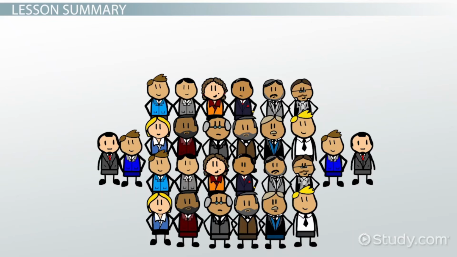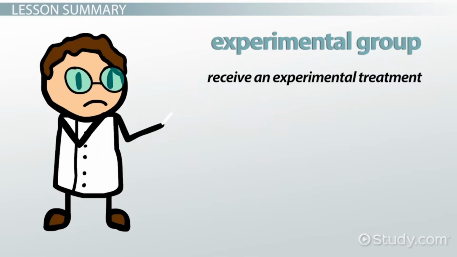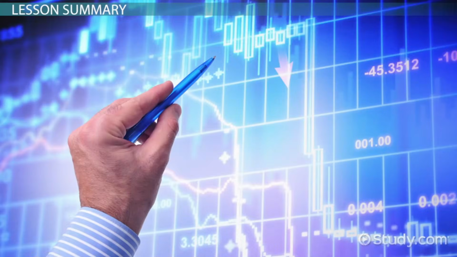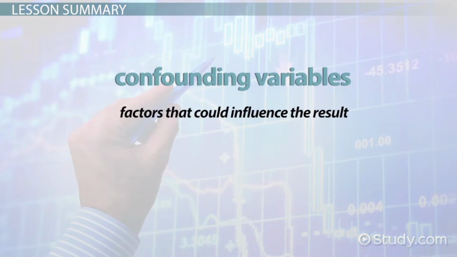In psychology experiments, psychologists use random assignment to assign subjects to groups. Using random methods, subjects are assigned to either an experimental group, which will receive an experimental treatment and be observed, or the control group, which is observed under normal, non-experimental conditions. Random selection ensures that there will be no confounding variables or factors that could influence the result of the experiment. Confounding variables can render an experiment's findings completely invalid.